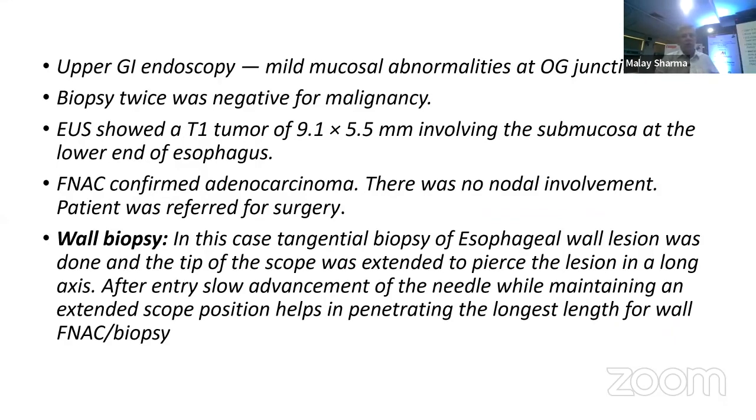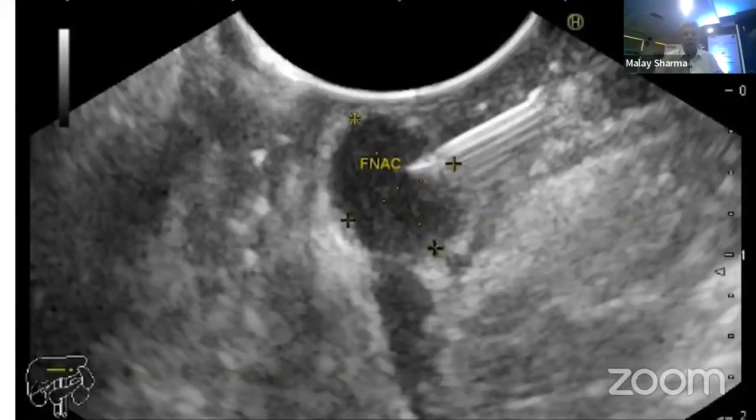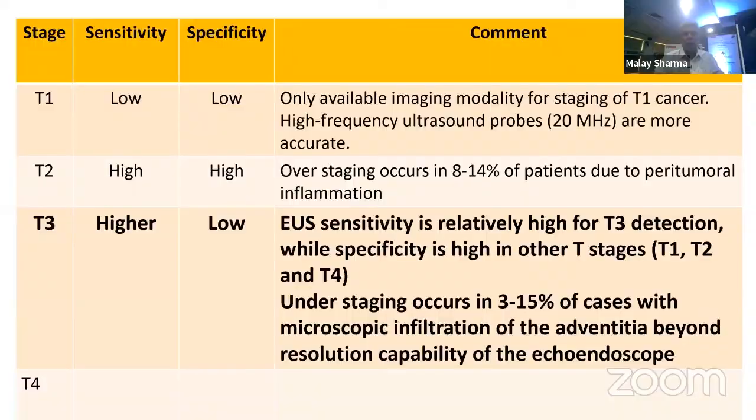So in this case, upper GI endoscopy biopsy twice was negative. And this is a 1 centimeter tumor involving the wall. FNAC of the wall showed adenocarcinoma. So sometimes you have to do FNAC of the esophageal wall, and this patient was then referred for surgery. So the wall FNAC is an important thing, except sometimes you may fail to find a tumor in the esophageal lumen. So this is an esophageal lumen tumor.